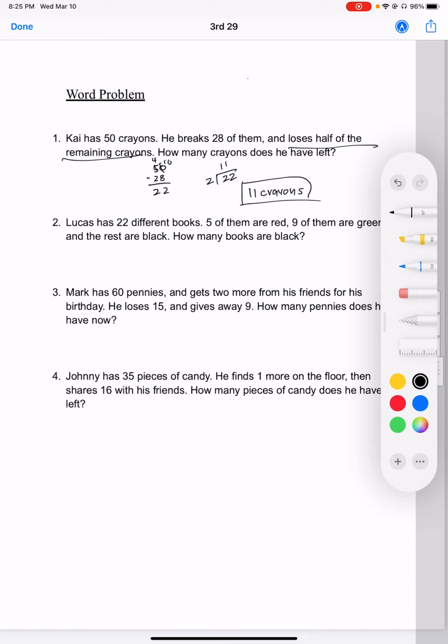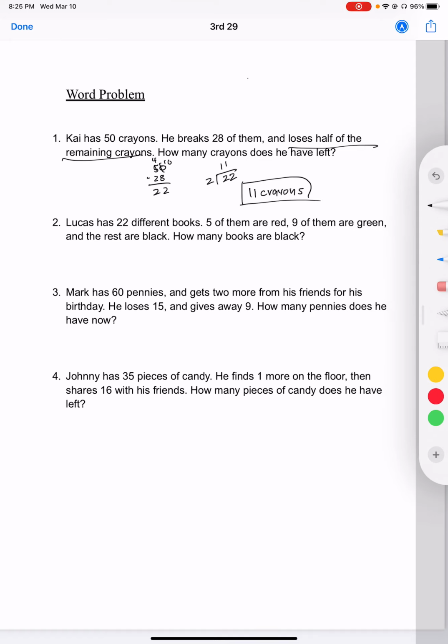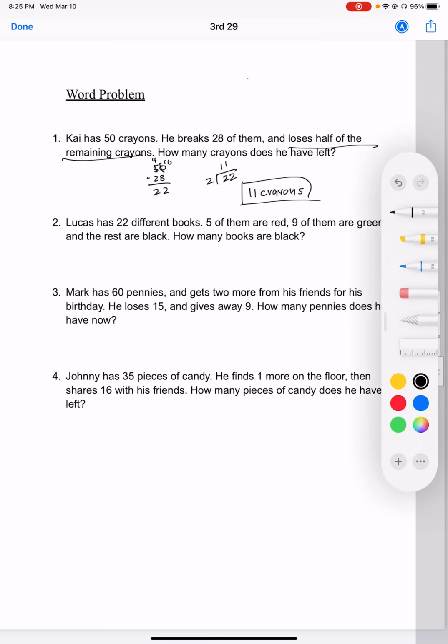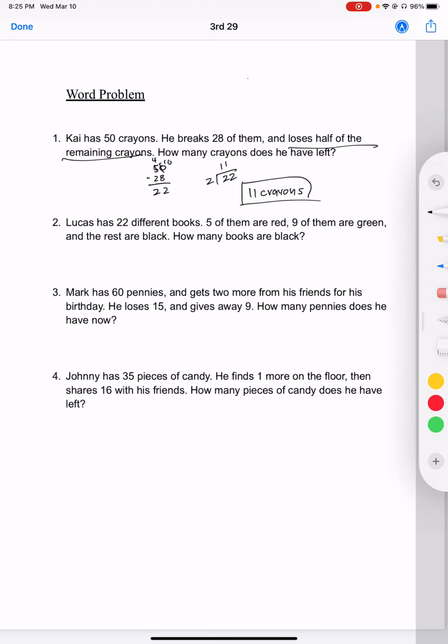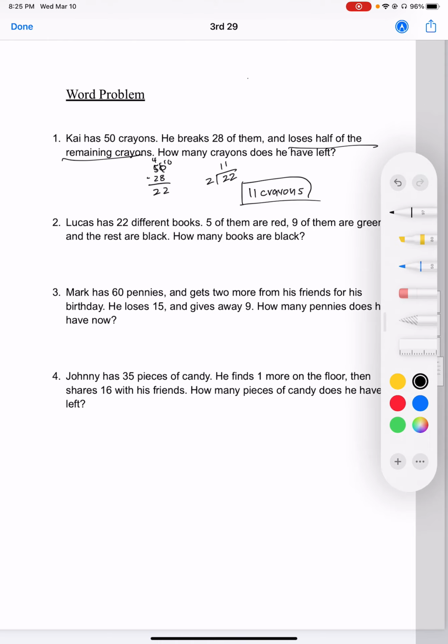Okay, number 2, Lucas has 22 different books. 5 of them are red, 9 of them are green, and the rest are black. How many books are black? So basically, in order to find the total number of black books, we have to find the total number of red and green books. So in order to do this, we do 5 plus 9, and we know that 5 plus 9 equals 14.